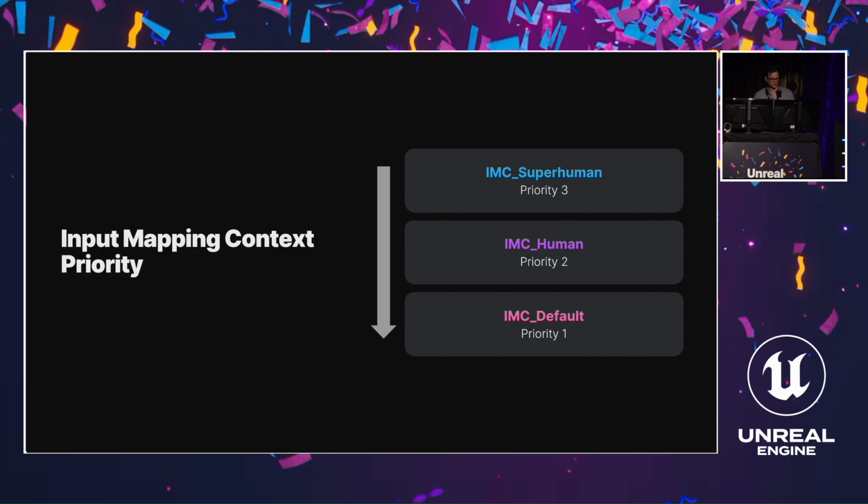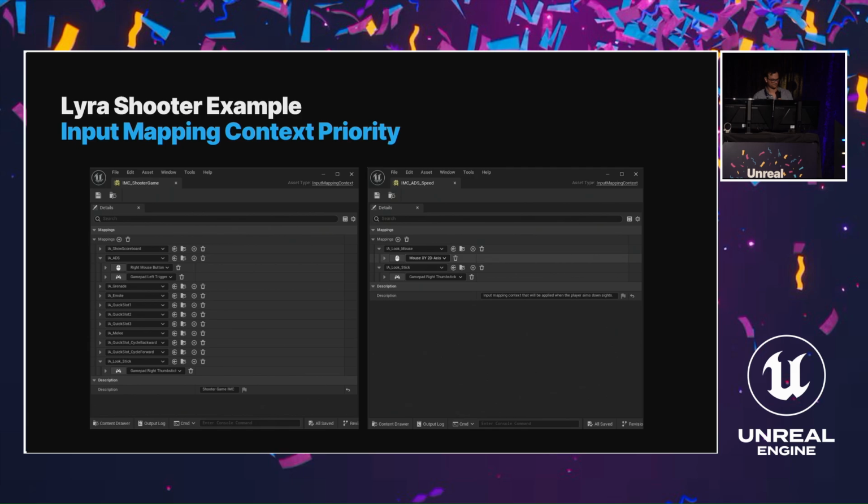So let's take a look at a situation where this is actually used. Inside of the Lyra shooter example, we encounter a practical application of using multiple input mapping contexts. On screen, you can see the two input mapping contexts that are related to the shooter character. The first mapping context, the input mapping context shooter game, which let's just call the default shooter context, encompasses actions like movement, aiming, and shooting, which are fundamental to the gameplay experience.